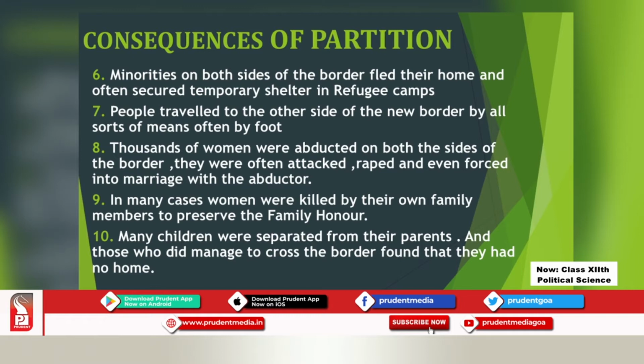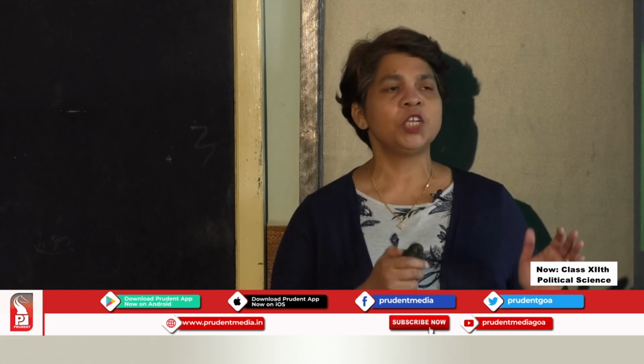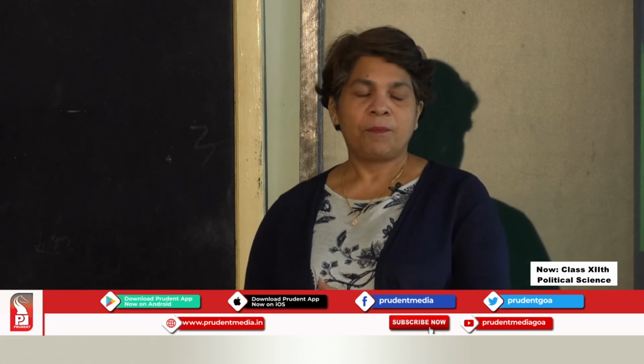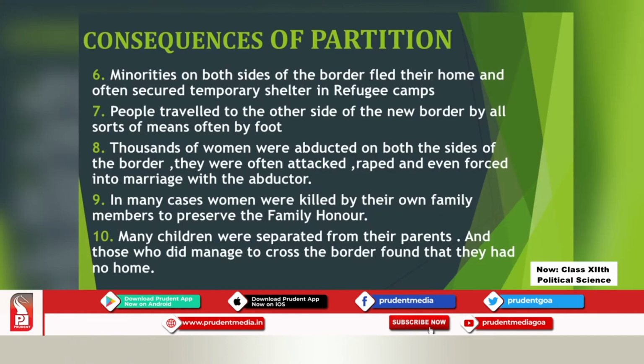People traveled to the other side of the new border through all sorts of means, often by foot. People had to cross the border. Suppose this is Pakistan. If Hindus are remaining there, they had to move from here to the India border, because otherwise they would be attacked over here. So they had to move out, and how would they move? Most of them moved by foot because there was no vehicle, nothing was available. The few trains which were there had already left.